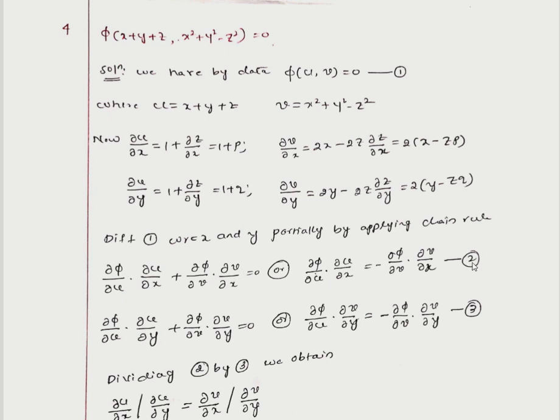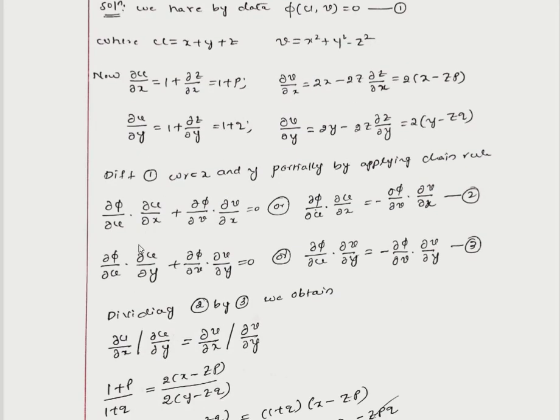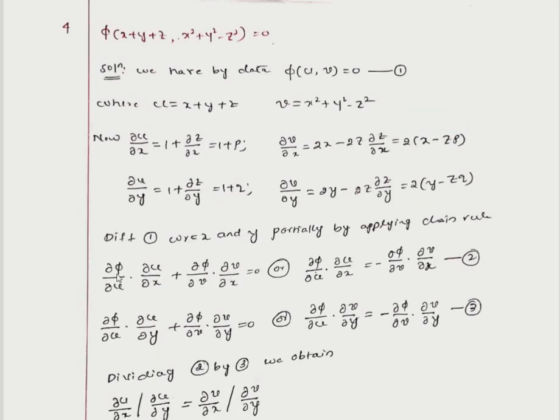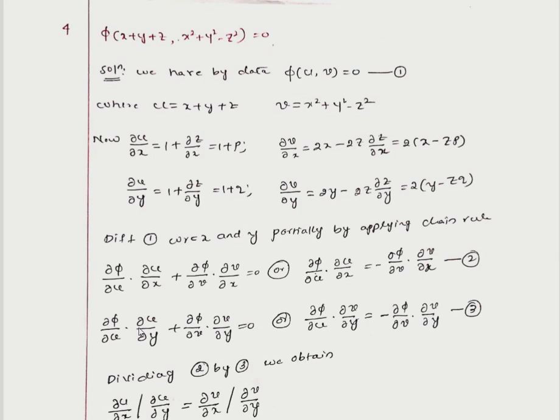Call this equation 2. Similarly, differentiate equation 1 partially with respect to y. First differentiate φ partially with respect to u, that is ∂φ/∂u, but we are going to differentiate with respect to y, therefore ∂u/∂y, plus, similarly, differentiation of φ with respect to v, because φ is a function of v, therefore ∂φ/∂v times, next, differentiate v with respect to y, ∂v/∂y, that is equal to 0.